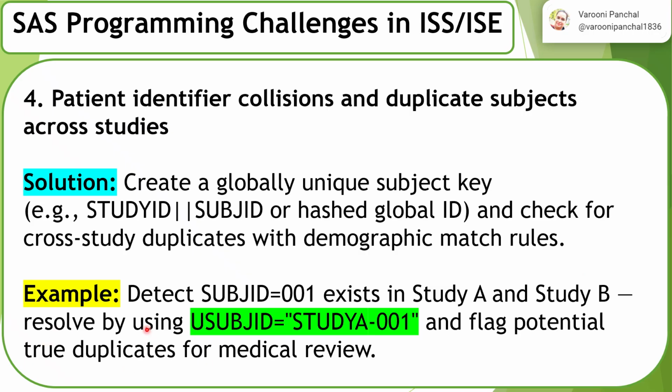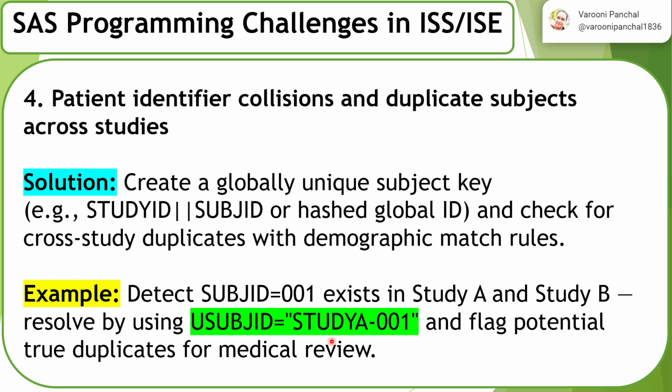So say for example, here is a subject ID equal to 001. It exists in study A, and in study B also you will have a subject ID as 001. So how do you resolve this kind of patient identifier collision and duplicates, right? When you combine the records vertically, you will see that 001 is occurring twice. Two records are there, but those two records are different. One is from study A and the other is from study B. So you can resolve that by using a new variable, unique subject ID. You concatenate this subject ID 001 with study A, right? And so you will have a unique record.